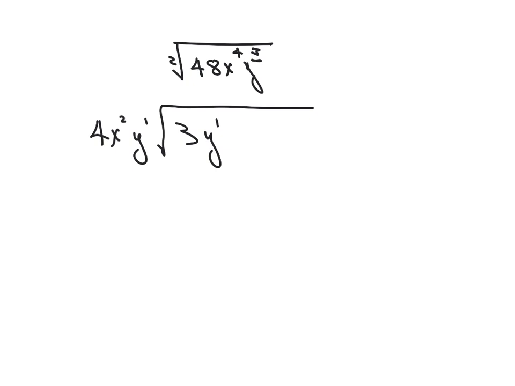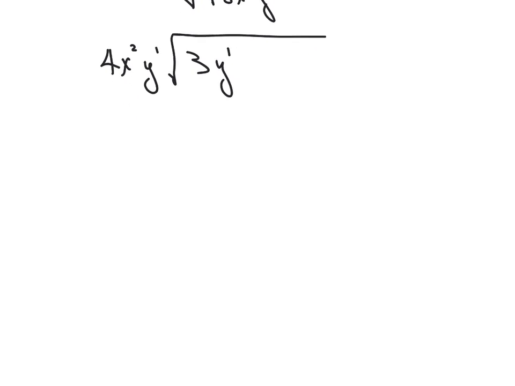Okay, so let's try another example here, example 3. Let's use one with a cubed root. So I have the cubed root of 40 a to the 5th b to the 4th. What I'm looking for are 2 numbers multiplied together that give me 40, where one of them I can take the cubed root of.